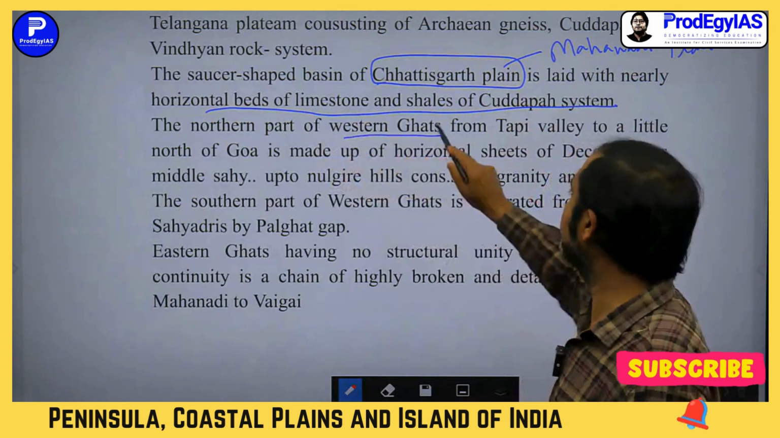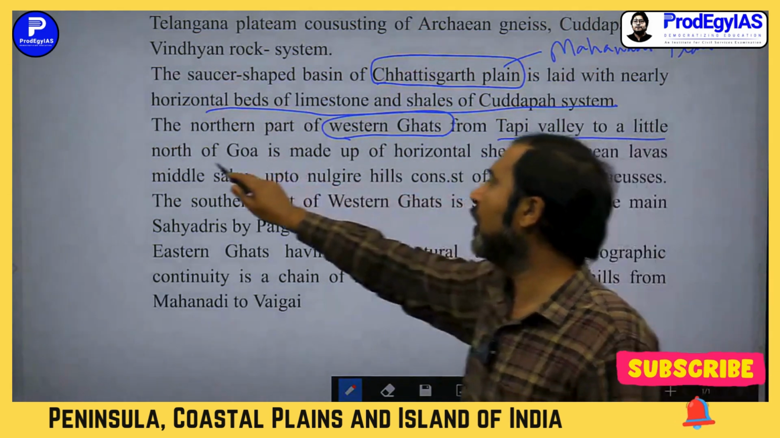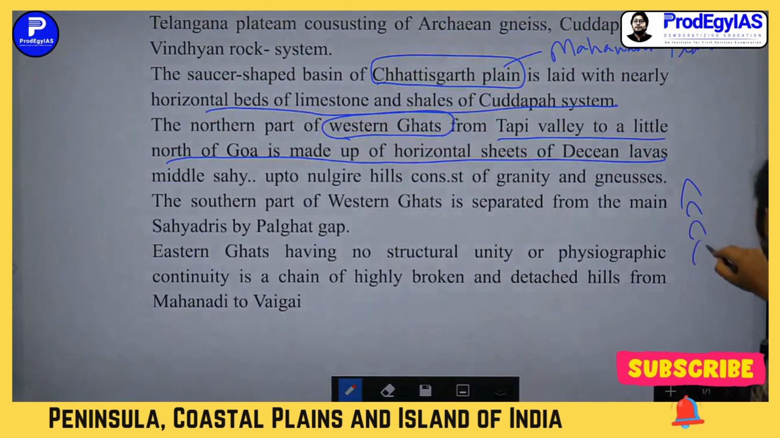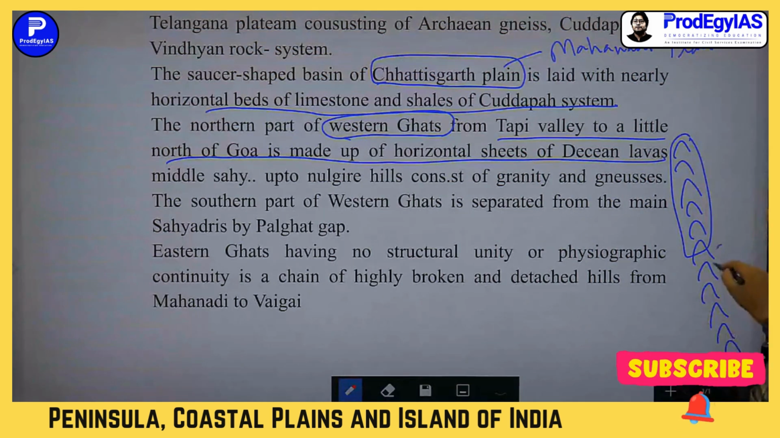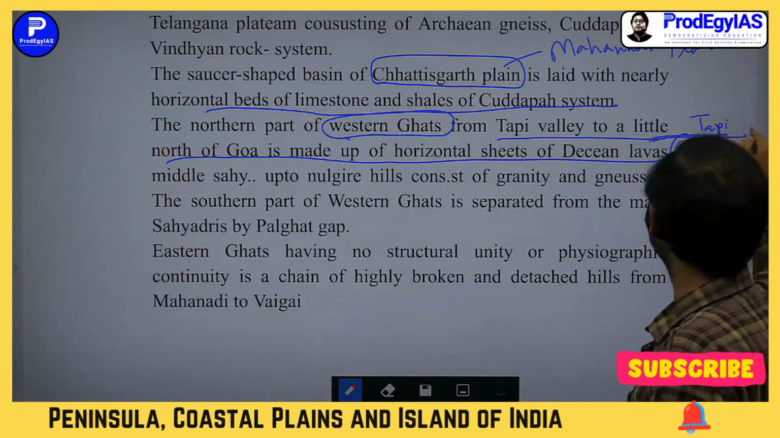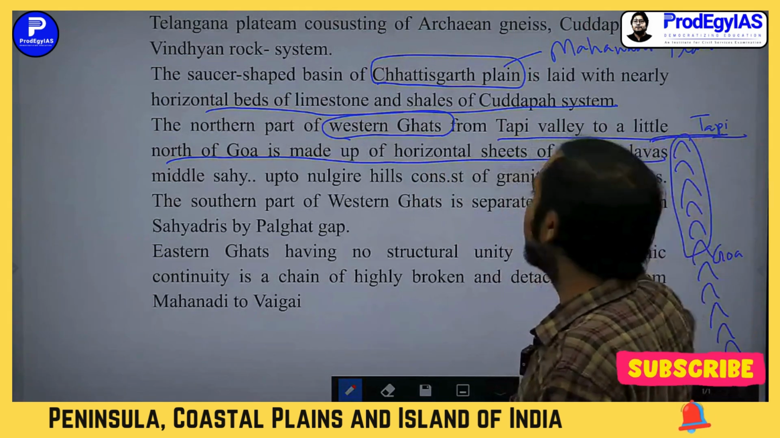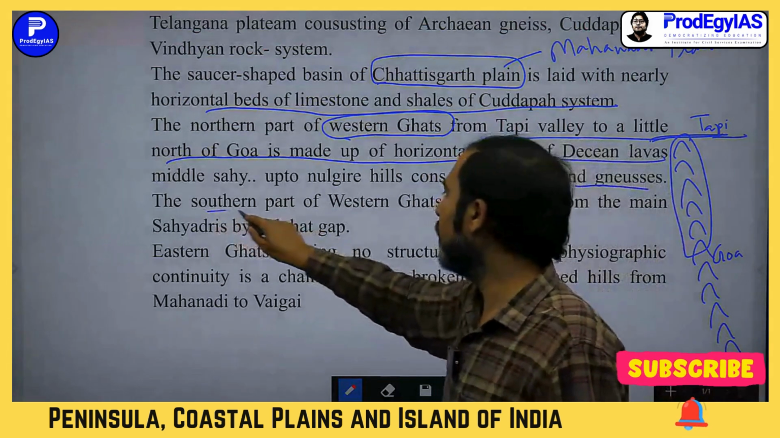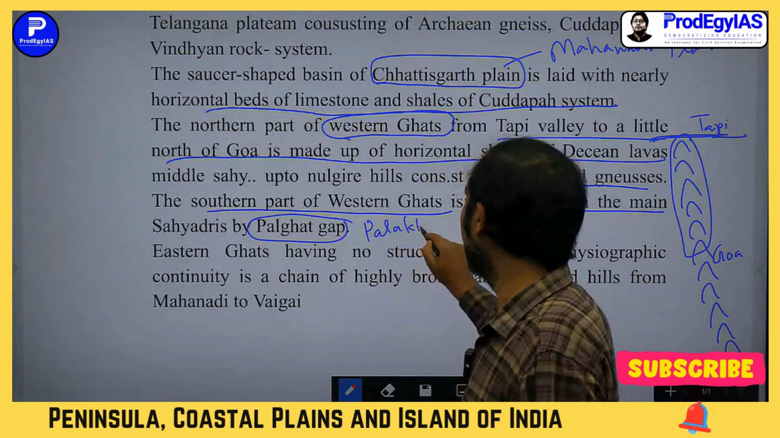Northern part of the Western Ghats. Now come to the Western Ghats. The northern part of the Western Ghats from the Tapi Valley to a little north of Goa is made up of horizontal sheets of Deccan lavas. This northern part up to Goa, starting from the Tapi Valley. Here is the Tapi River Valley. Tapi goes like this from east to west. This part is mostly covered by Deccan lavas, and the middle Sahyadri consists of granite and gneiss. The southern part of the Western Ghats is separated from the main Sahyadris by the Pal Ghat Gap, also known as the Palakkad Gap.